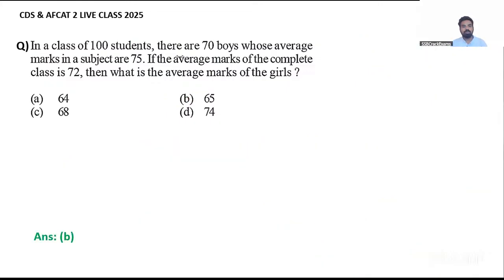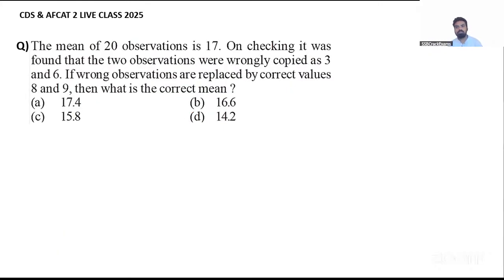So now let's check the answer. It is option number B. Okay. The mean of 20 observations is 17. On checking, it was found that 2 observations were wrongly copied as 3 and 6. If the wrong observations are replaced by the correct values, 8 and 9, what is the correct mean?